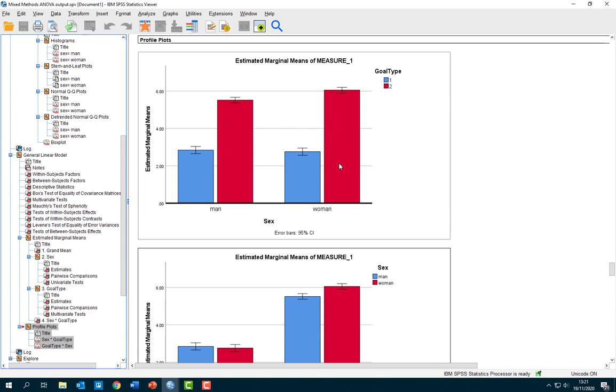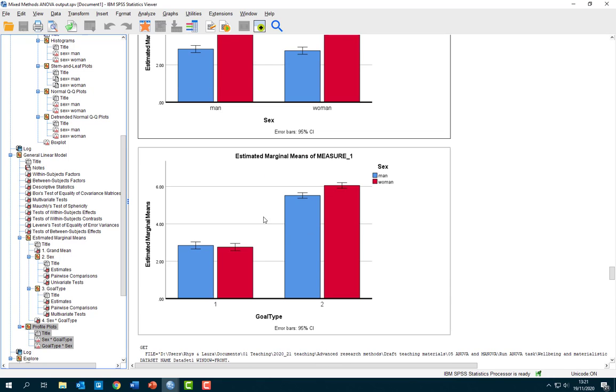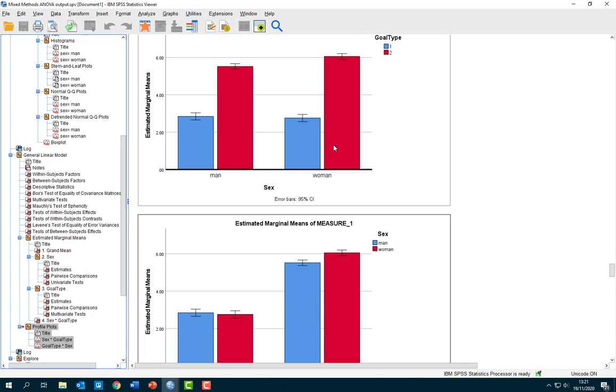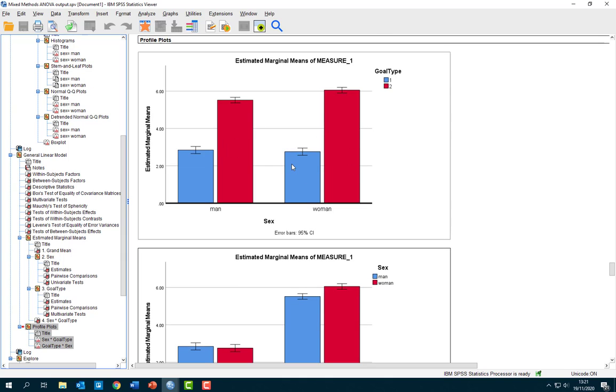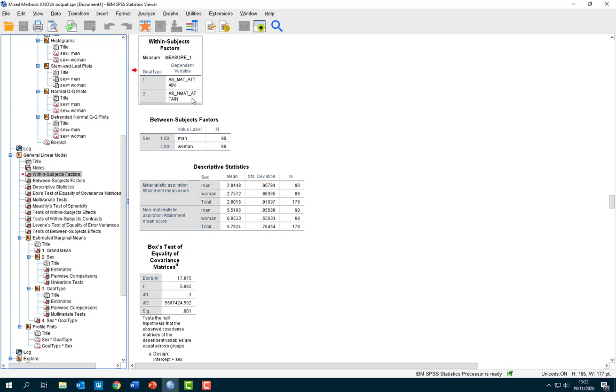So this example here and the second plot here, they're both displaying the same information, but I've organised them in slightly different ways. And that's because sometimes a graph is far easier to interpret when it's organised in one way than another. So in this first example, what we've got along the x-axis is gender, and so we've got males on the left and females on the right. And then goal types as the different coloured bars. So we know that blue, if we go back and check, represents materialistic and red bars represent non-materialistic goals.